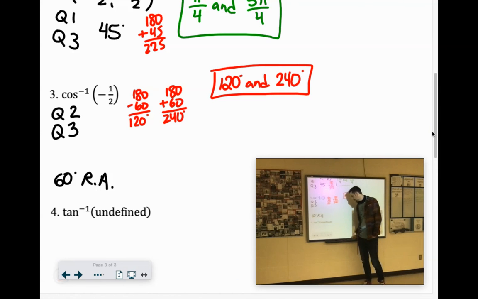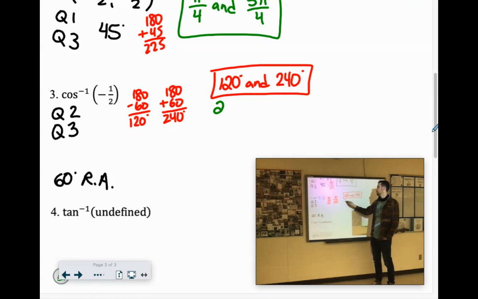Let's remember that 60 degrees is 1/3 of 180. So 120 would be 2/3 of that. So 2 pi over 3.